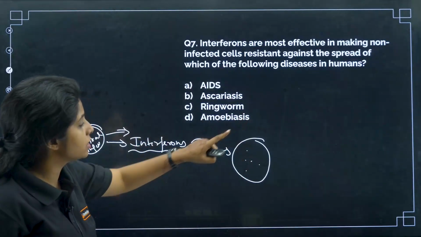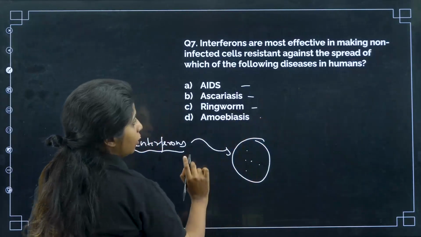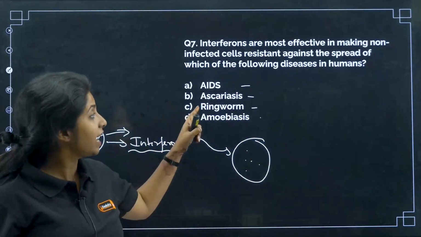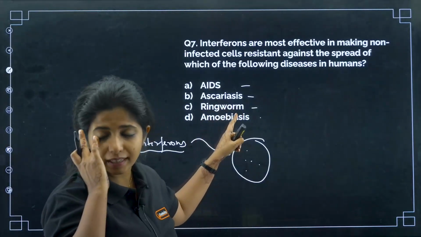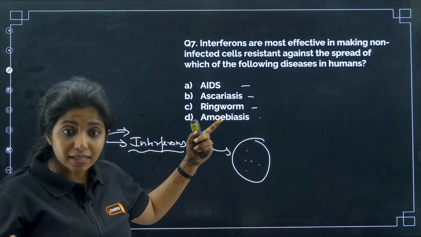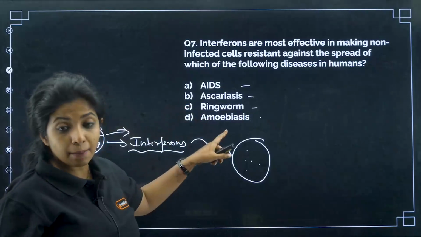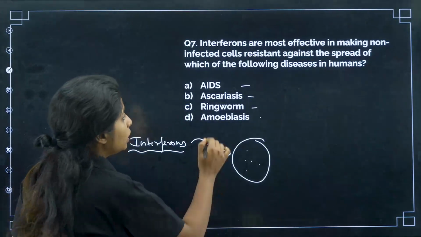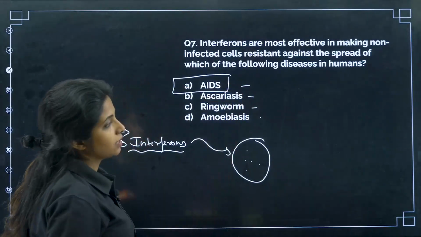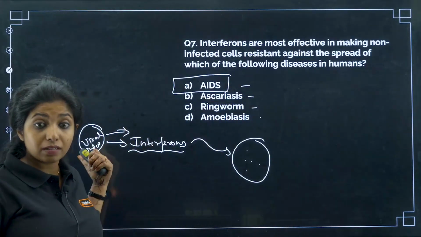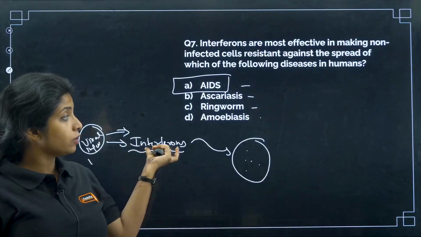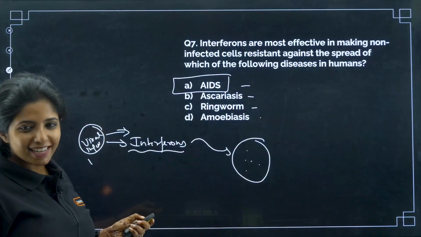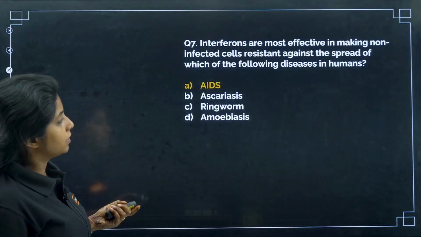So now you have to just see which of them is a viral disease. If you know, you know. So AIDS is a viral disease. It is caused by retrovirus. Ascariasis is caused by a roundworm, basically Ascaris. Ringworm is caused by fungus, trichophyton, epidermophyton. Amoebiasis is caused by Entamoeba histolytica, basically a protozoan. So only one disease is there which is caused by virus, and that is this. So interferons are released by the cells affected by the virus, and these interferons tell the other cells, please be safe, there's an attack happening over here. Cool? So 8 is the correct answer for this.